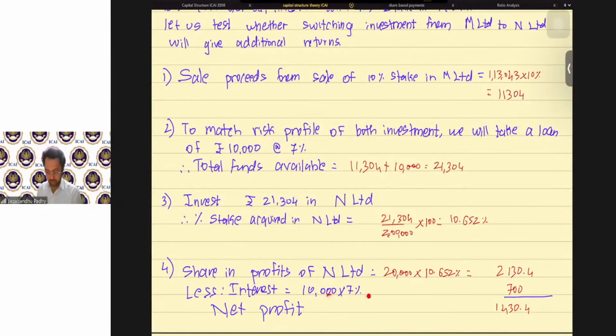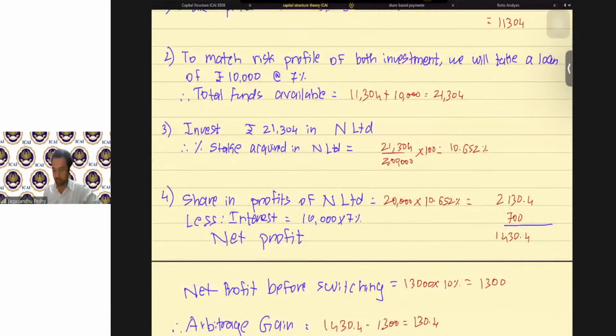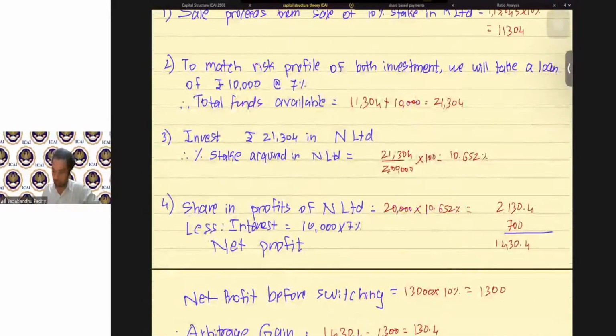From that, we reduce the interest, which is 7% of 10,000, that is 700. Net profit is 1430.4. Earlier, when we were an investor in the earlier company, we were having 10% of 13,000, which was 1300. And of course, there's arbitrage gain.